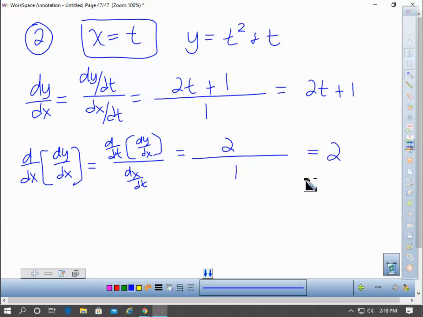Now, I know the second derivative tells me about concavity. So what does that tell me about the function since this is positive? That tells me that these parametric curves give me a function that is concave up all the time. That's what that tells me.